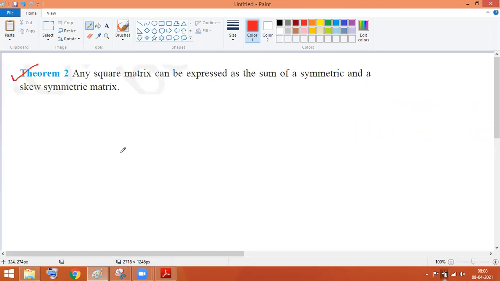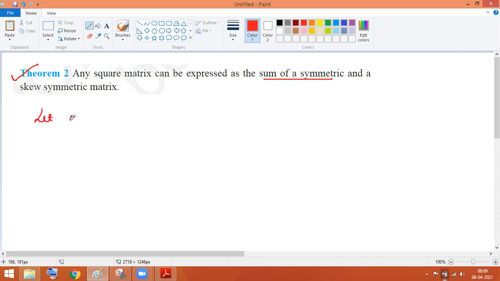Now we have to prove that any square matrix, let's assume X, Y, Z, A, B, C, can be expressed as the sum of a symmetric matrix and a skew symmetric matrix. Guys, am I audible properly? Yes, sir. Okay. So we have to prove that it is the sum of the symmetric matrix and the skew symmetric matrix.